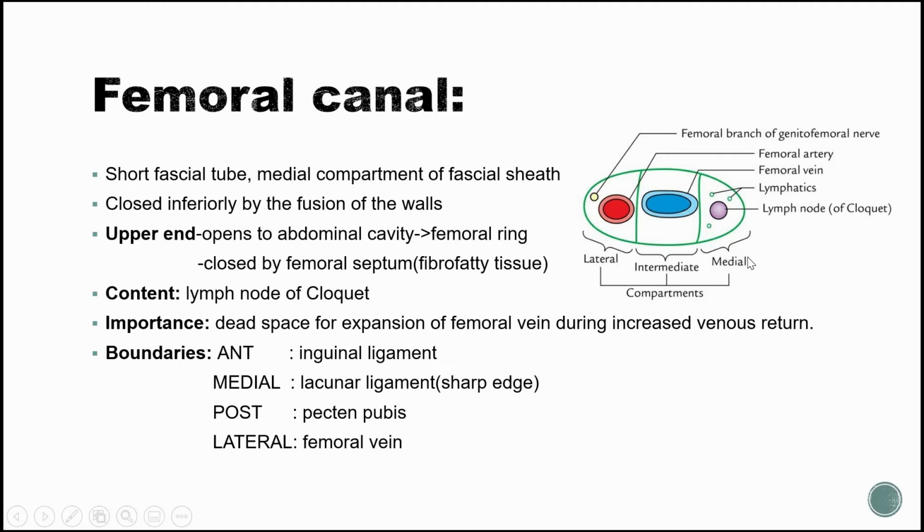The anterior is formed by the inguinal ligament, and the posterior by the pecten pubis. In the first slide we talked about the pecten pubis, to which the lacunar ligament gets attached. So anteriorly we have the inguinal ligament, and posteriorly the pecten pubis. Medially, as I said, the lacunar ligament, the sharp edge we discussed when we talked about the lacunar ligament. And laterally we have the femoral vein. So here the lacunar ligament forms the medial boundary, and the lateral boundary is the femoral vein.